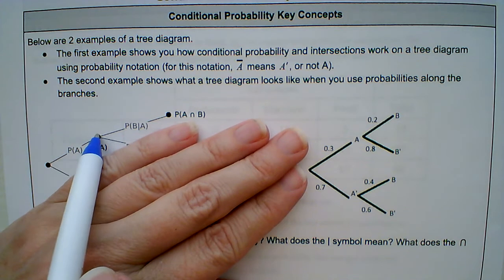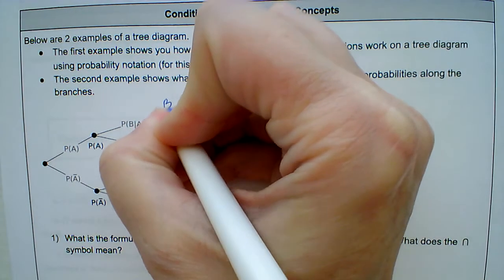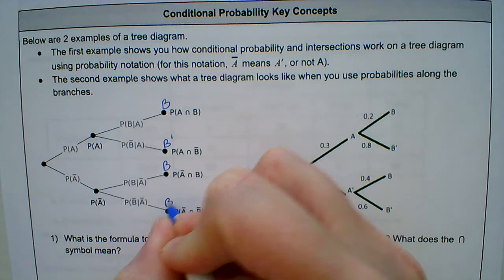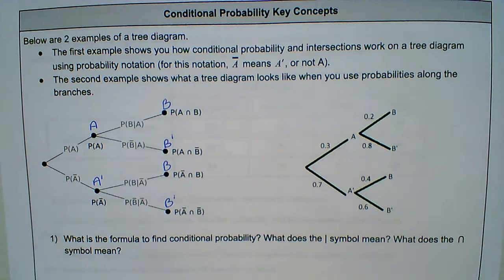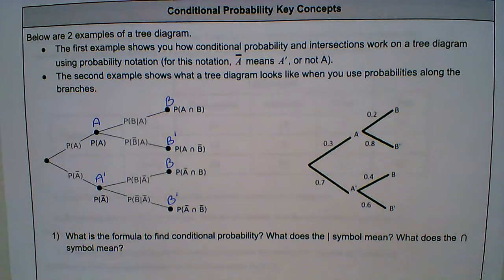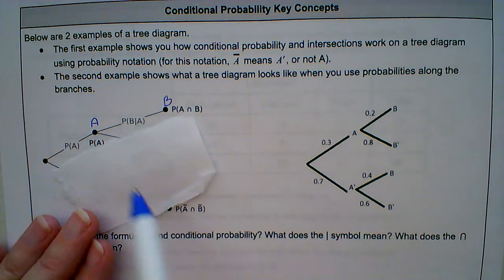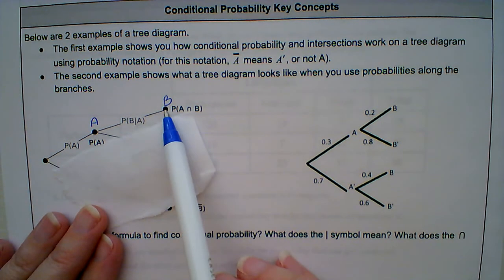Now if we take this other branch, these are actually B, not B, B, not B, and we'll call that A and not A. If we just look at this first branch, we have the probability of A and the probability of B.